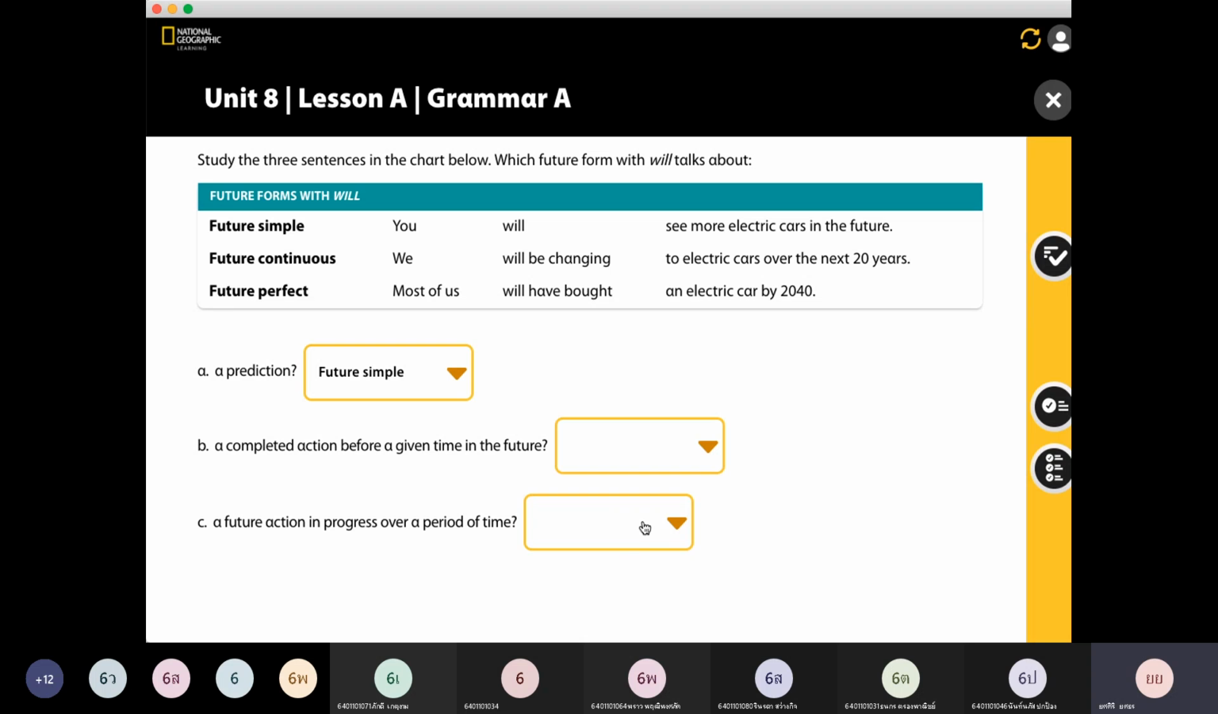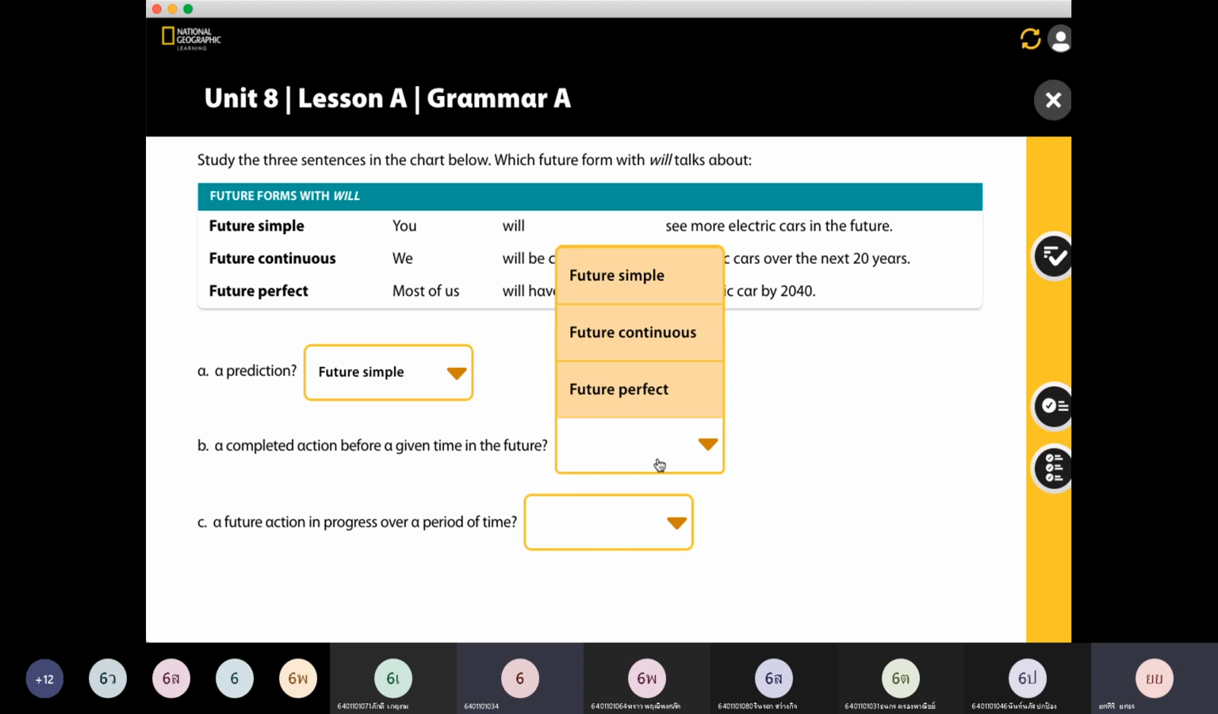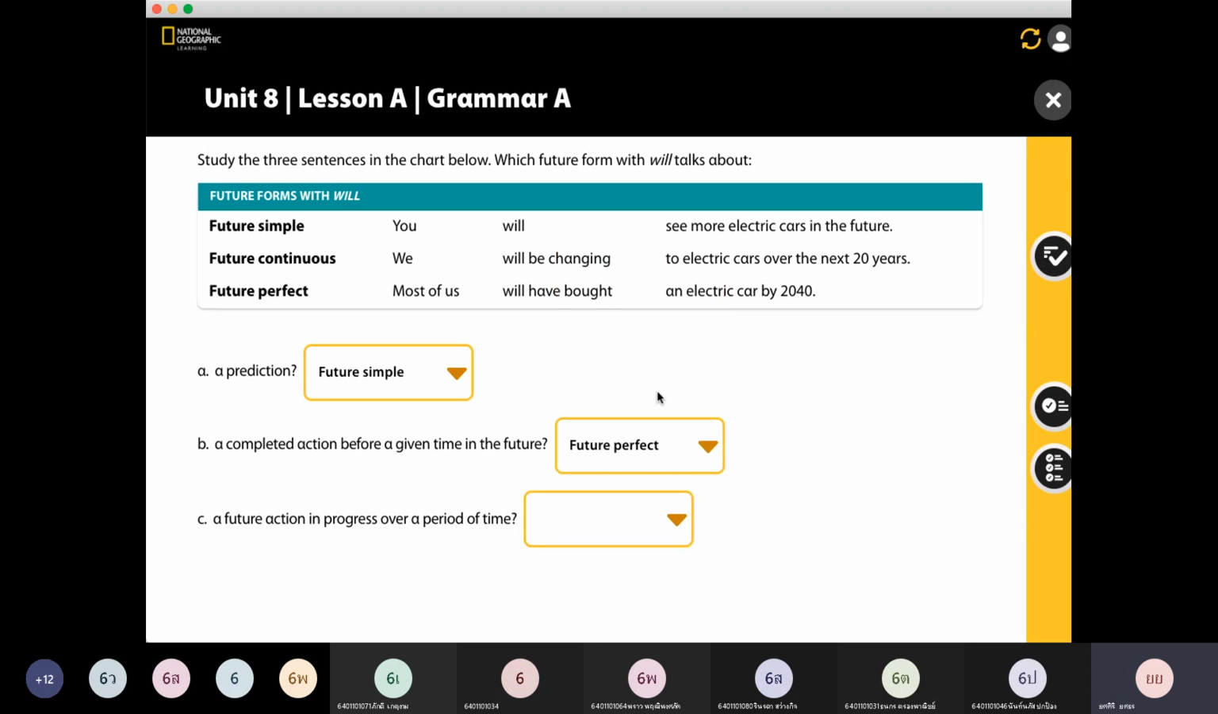Okay, which one? The complete action, right? Yes. Okay, this one is future perfect. And this one's going to be future continuous. Okay, yeah, that's right. So let's give you some ideas now, like the three different types.